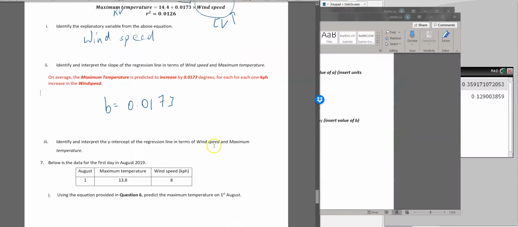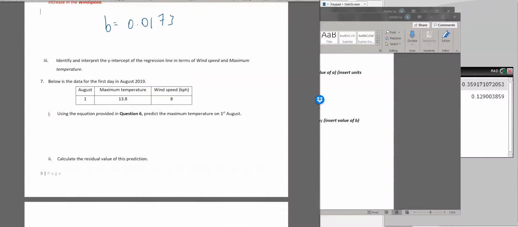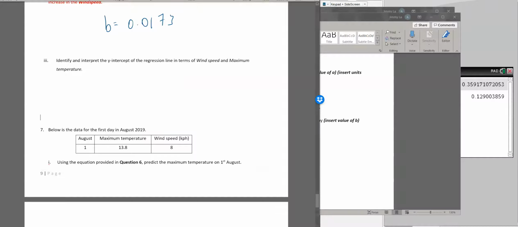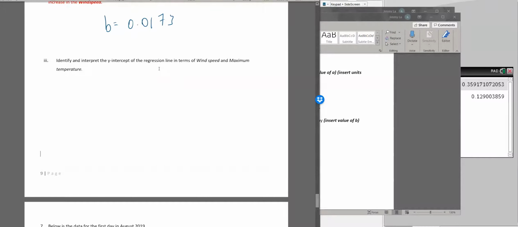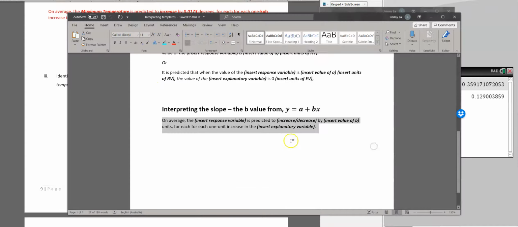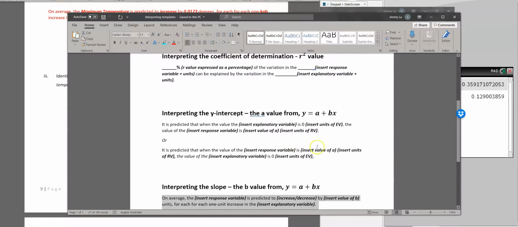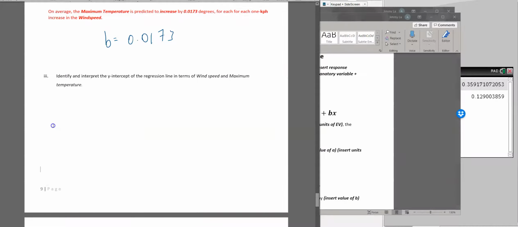Alright, nearly there. Same thing. Identify and interpret the y-intercept of the least squares regression line. So go to your templates. I'm going to use the top one. Doesn't matter if you use the top or the bottom one.